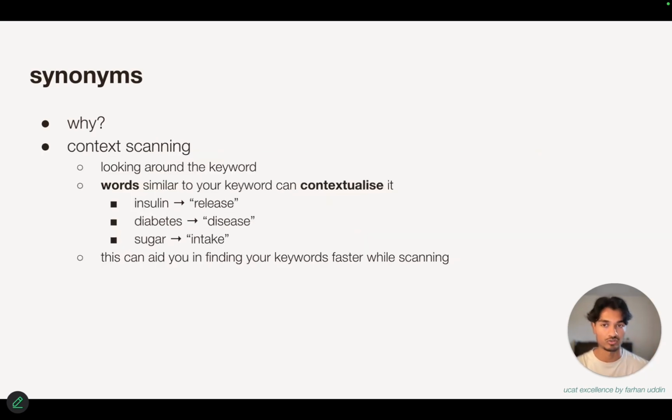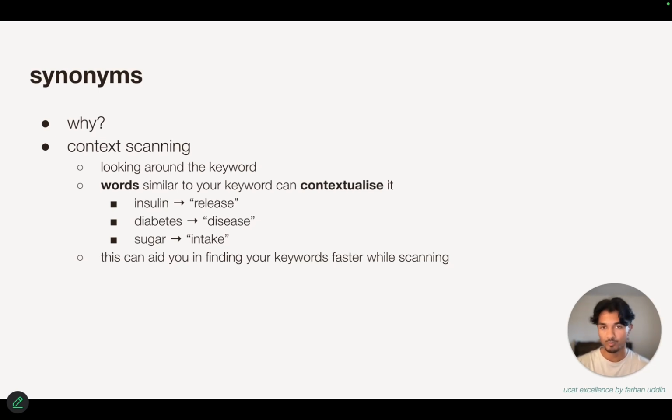Another thing you can add on top is looking around the keyword for contextual words. So, for example, insulin is a hormone, and hormones get released in the blood. So if you see the word release, that might be something to look around for things to do with hormones. Diabetes is a disease. So likewise, if you see the word disease, then that might be a signal that the word diabetes is somewhere nearby. And same thing for sugar and intake. So it can just aid you in finding your keywords faster while scanning.